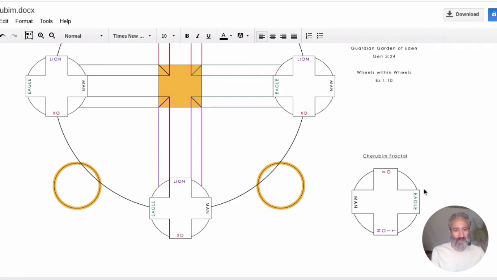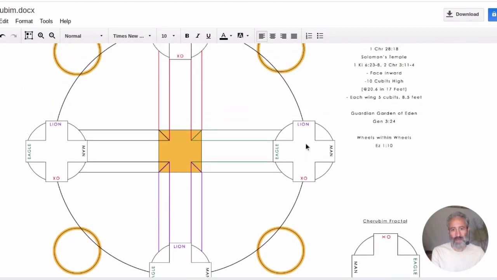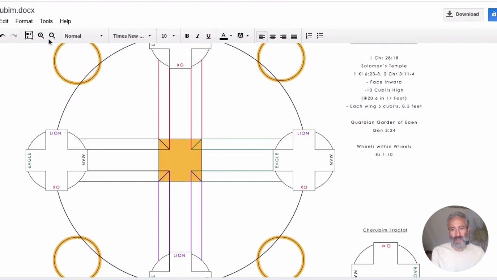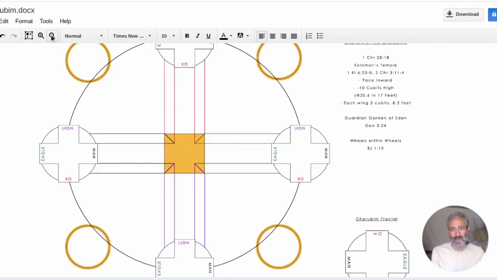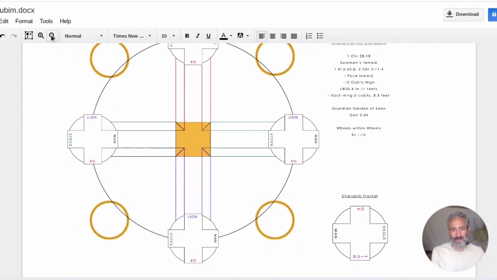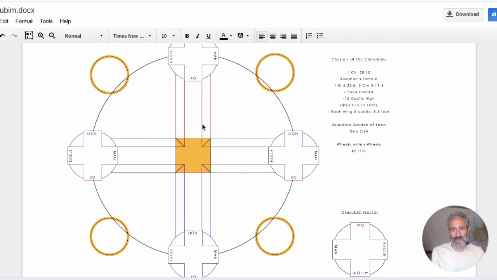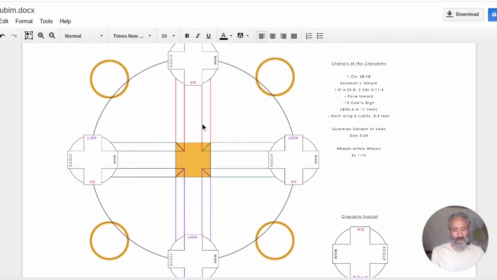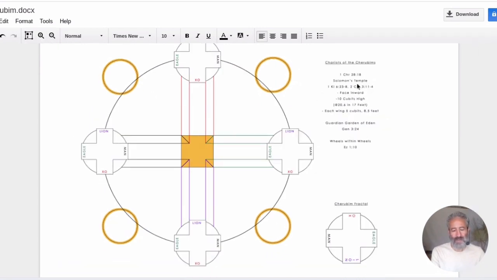So as we explained, we have the 4 faces looking down at the 4 faces of the living creatures: lion, ox, man, eagle. At which point they form the structure of the chariot throne. This chariot throne is detailed in Ezekiel chapter 1 and chapter 10. It's called the chariot of the cherubim. There's some verses there on the side.